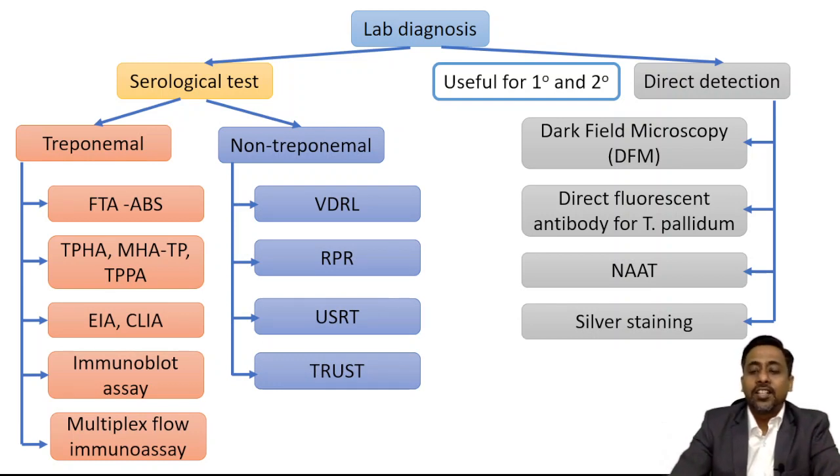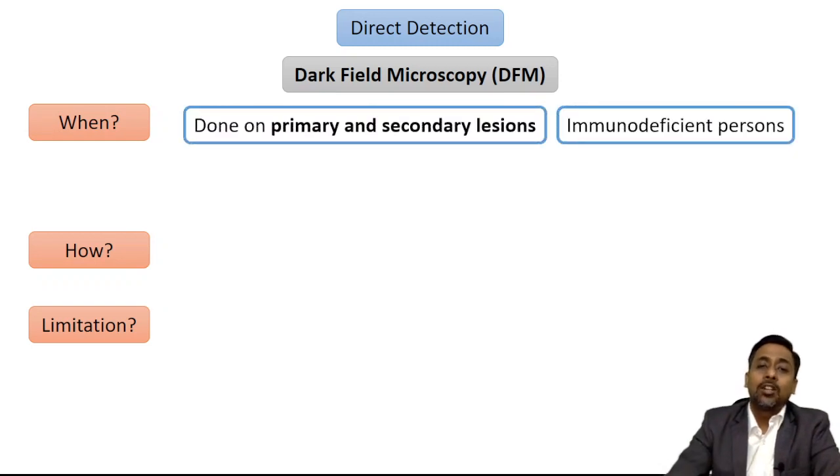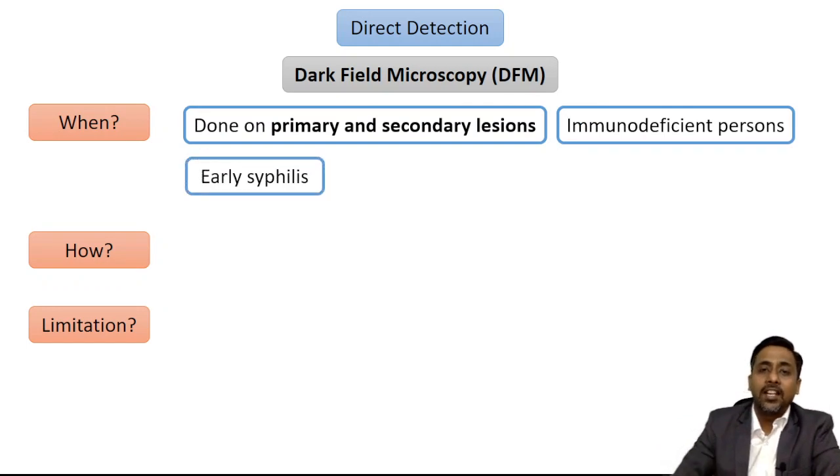So direct detection we will start with. Direct detection, dark field microscopy. So when to perform dark field microscopy? Obviously when the primary and secondary lesions are present. It can also be performed in an immunodeficient person and in case of early syphilis when the antibodies are not yet detectable.